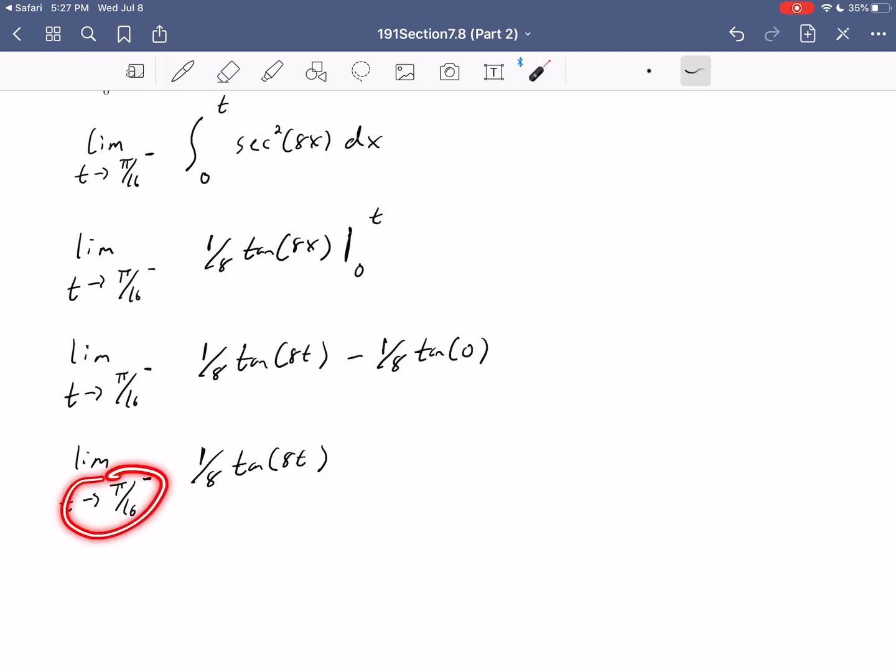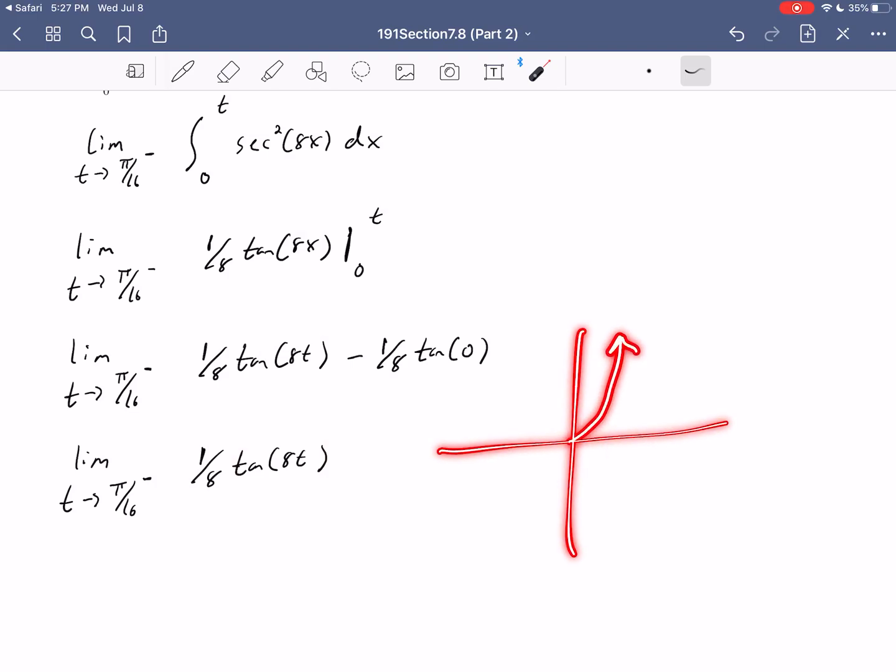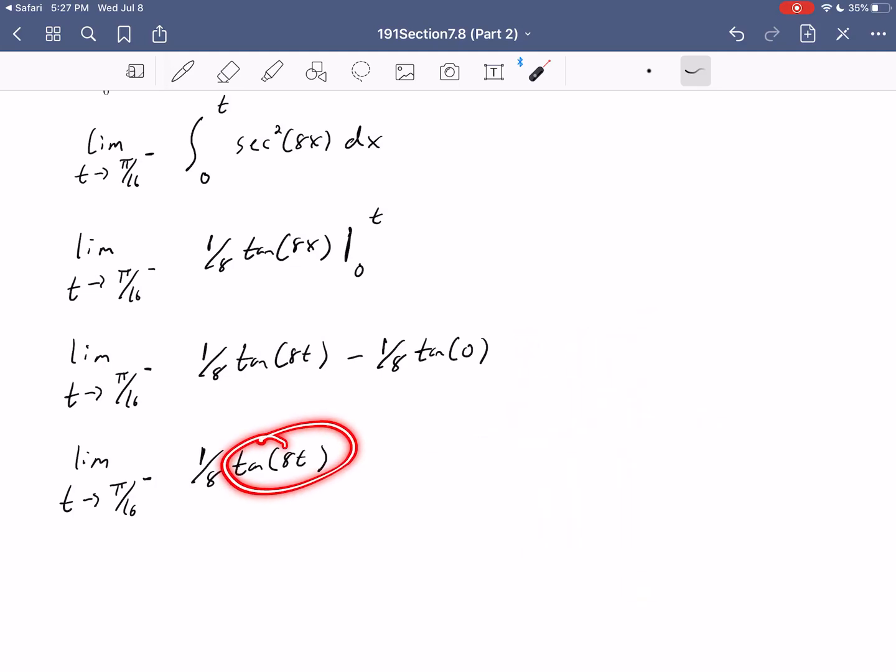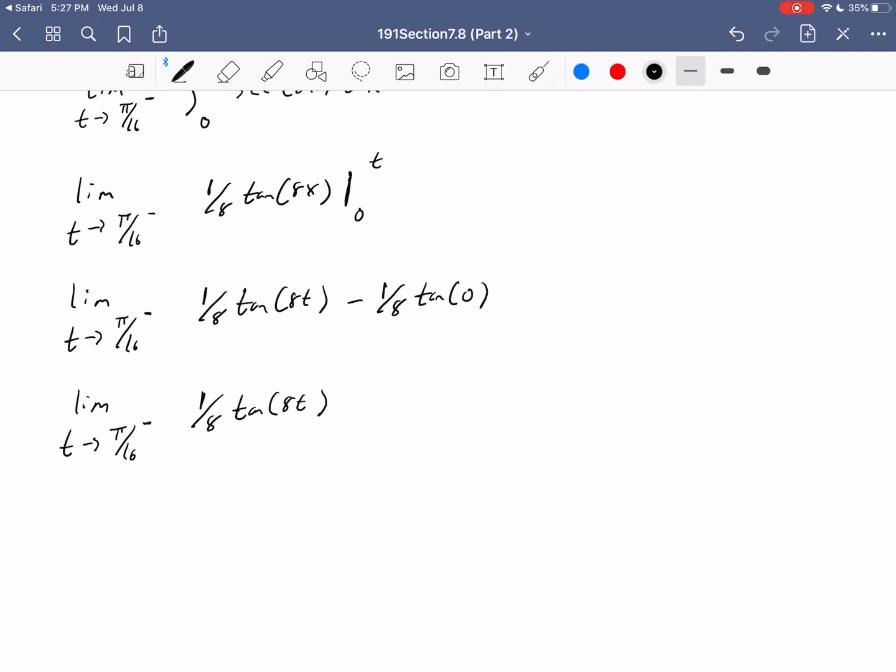So as t approaches pi over 16 from the left, this 8t is going to approach pi over 2 because we're multiplying this by 8. So if this gets really close to pi over 16, the argument in here will get really close to pi over 2. What happens to tangent at pi over 2? Well, if you think about the graph of tangent, you know that it sort of looks like this, and there's those asymptotes. One of them is at pi over 2. So since you're approaching from the left, this is going to grow towards infinity. So this is going to approach positive infinity. If we were approaching pi over 16 from above, then we would be on the other side.